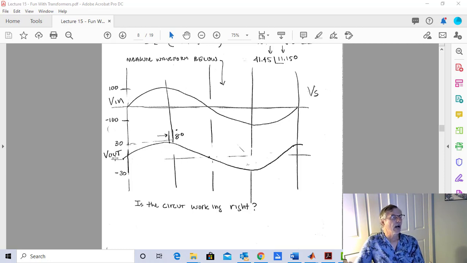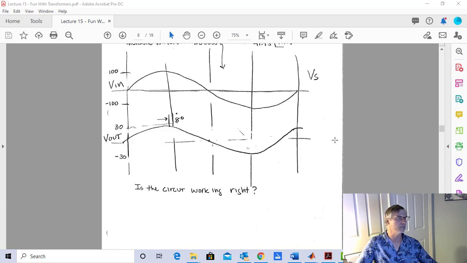I saw that I had right around 30, and I was off by about 8 degrees in phase. I was expecting 41.45 at an angle of 11.15, but I got more like 30. So my amplitude was really off, and my phase was off by a little bit. So I could see that the circuit wasn't working right.